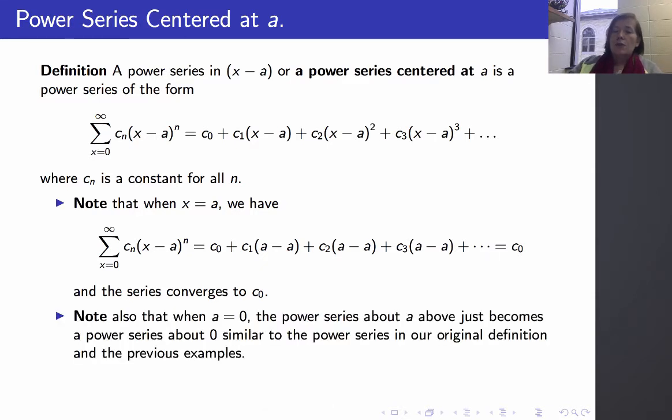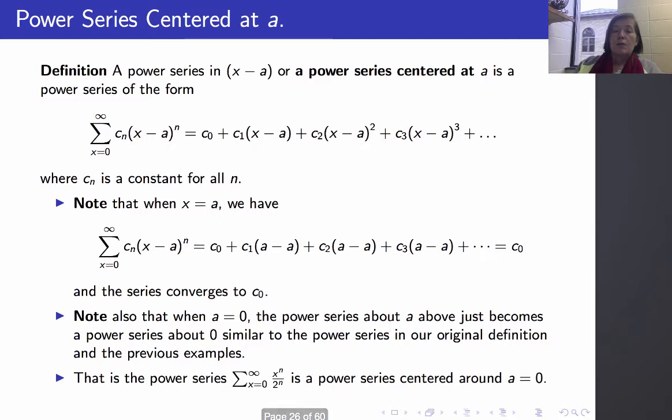And notice also that if a were equal to 0 here, then this would just be a power series similar to the ones I looked at before. It would be the sum of c_n x to the n, which is similar to the power series in our original definition and in the previous examples. So for example, the sum of x to the n over 2 to the n, this is a power series centered around a equals 0. This new definition encompasses the previous definition that we had, and it's a more general definition of a power series.